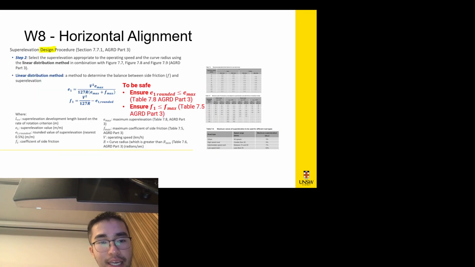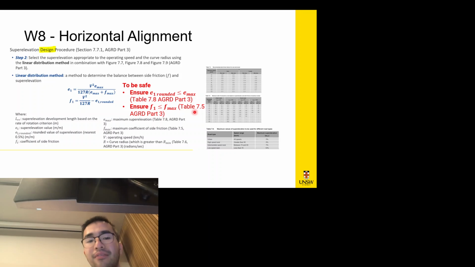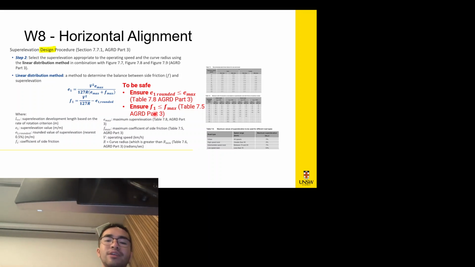But the main thing here, so this is from the lecture notes, is that you need to have this E value, which is given to you right here. So you have to find what E1 is, round it to the nearest 0.5%, and then plug this in here, and then ensure that F1 is less than or equal to F max, which is per table 7.5 of AGRD. These tables will be given to you in the formula sheet.